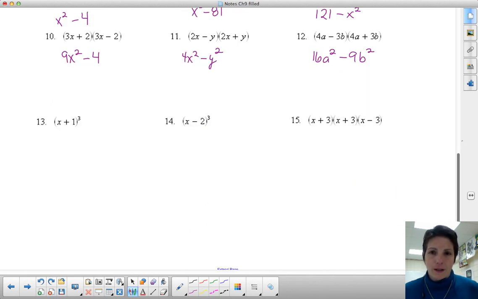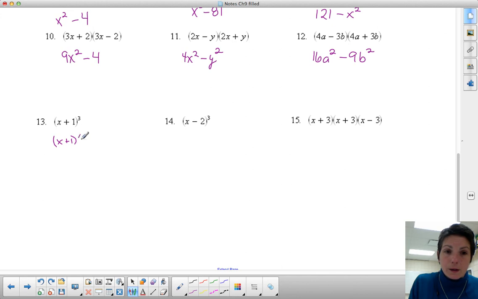Now, let's go down below to these last 3 problems. I want you to notice right away that this is a sum with an exponent that's not squared. Because it's telling us to do x plus 1, the quantity cubed, we cannot even use the shortcuts we just talked about. We need to take that as x plus 1 times x plus 1 times x plus 1.